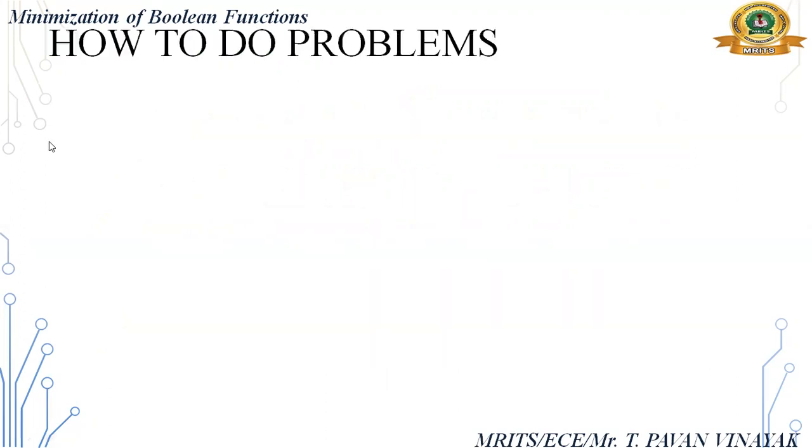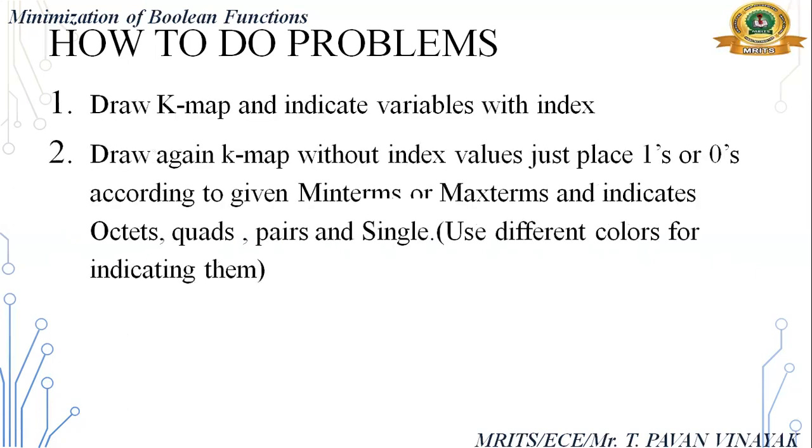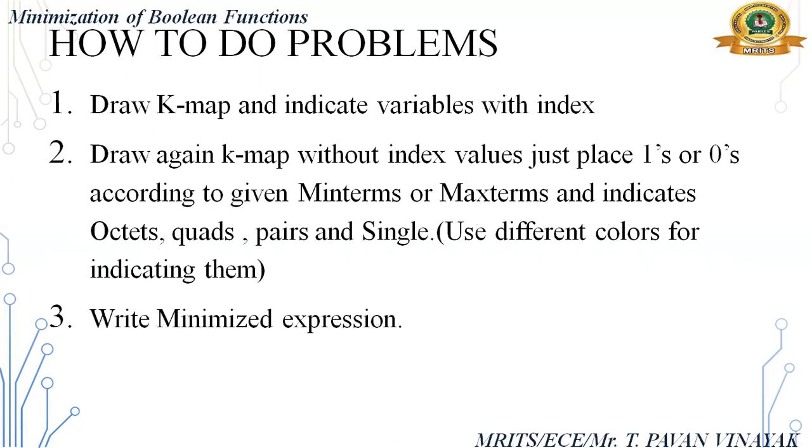Next problem. For 5 variables, no need to draw the truth table. Directly draw the K map with indexes and keep them separate. Again draw the K map and do the problem. Place octets, quads, groups of 16, etc., and write the minimized expression. Let us see some group of 32.